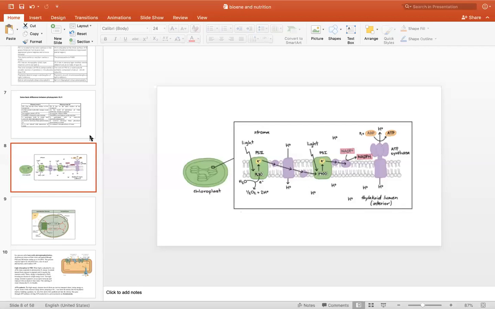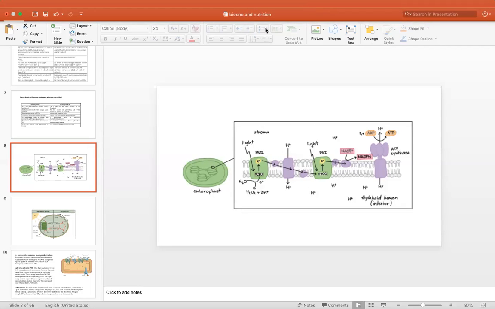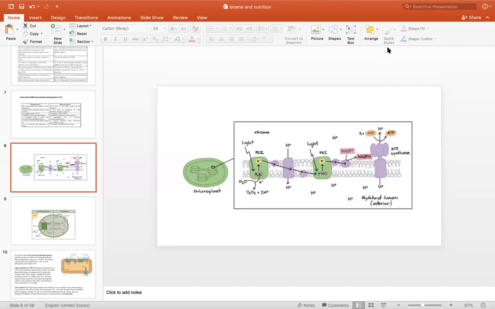Hi guys, so this is part 2 of bioenergetics. We finished part 1 last time. We're going to start with a quick review of bioenergetics before moving on. So let's just begin. Give me 1 second, let me just fix the settings. Okay.